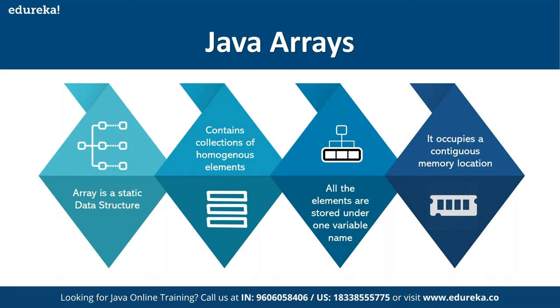For example, if I want to store the names of 100 people, I can just create an array of the string type which can store 100 names. So always remember, an array in Java is a collection of similar types of data. All the elements are stored under one variable name, and it occupies a contiguous memory location. This is a very basic definition of a Java array.